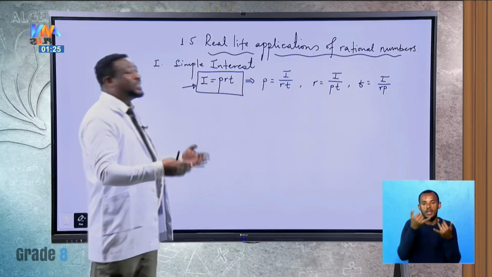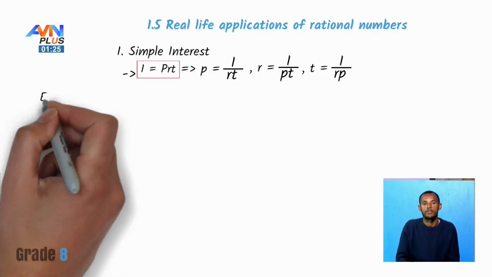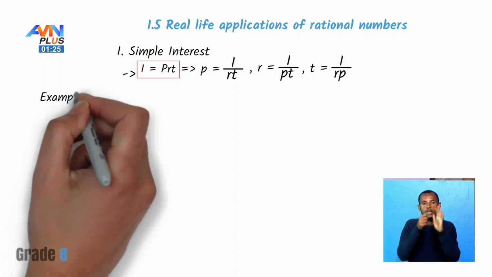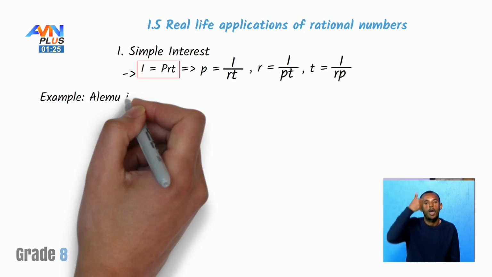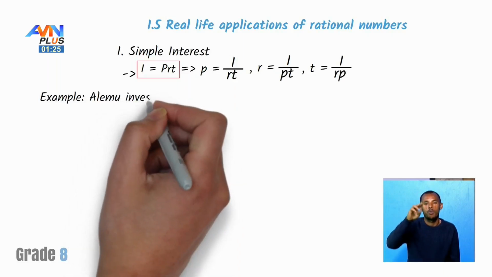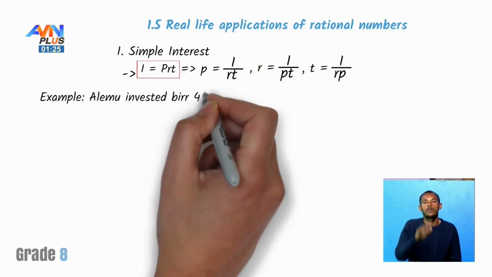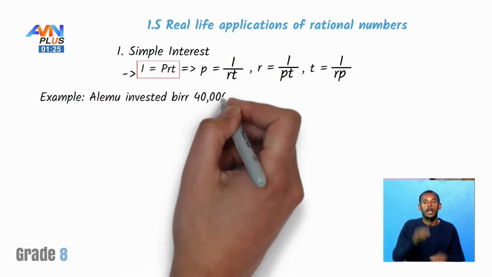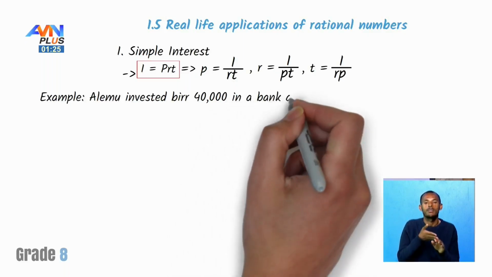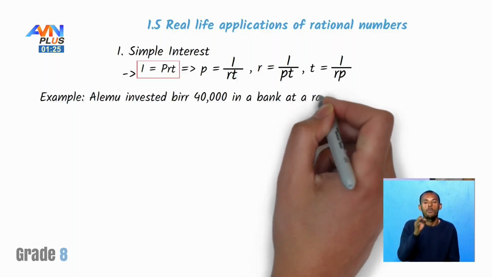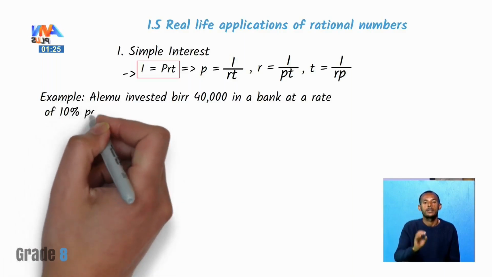Now let's see certain examples regarding simple interest. In our first example, Alamu invested 40,000 in a bank at a rate of 10% per annum.